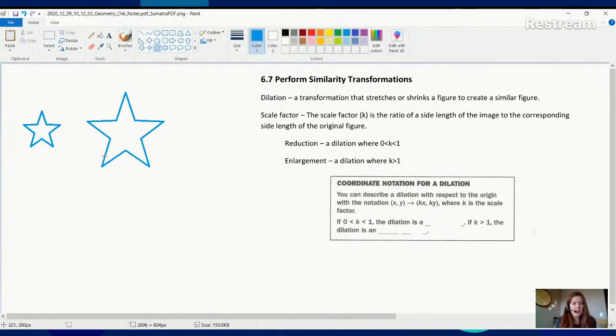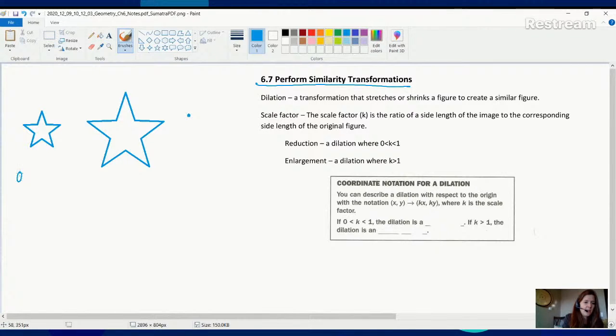If anybody's played with a copy machine before, this is kind of fun, right? I make a bigger star, and then I make a tiny star too. I don't even know if you can tell that's a star, but hey, that's a star right there. So what we're talking about in 6.7, again, perform similarity transformations, but it's really about this.